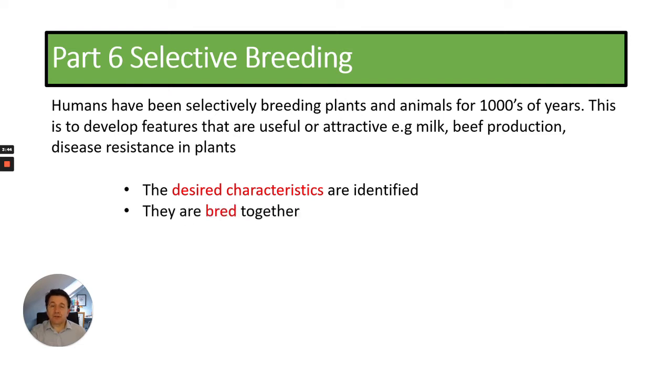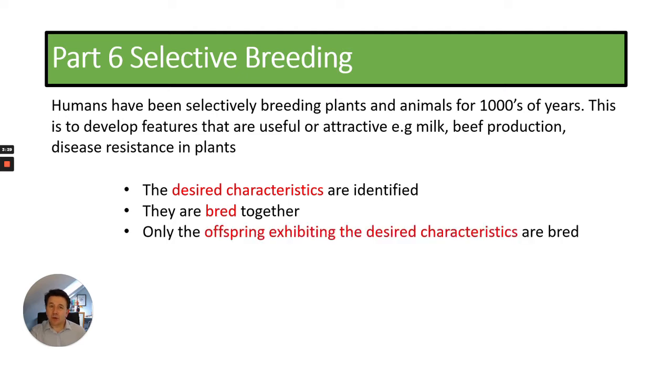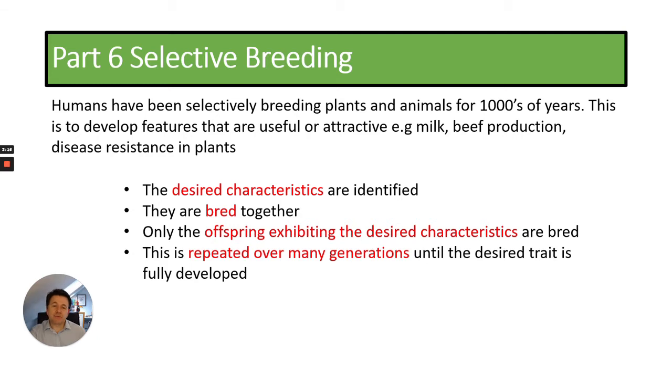They then choose the animals that produce the most milk, but also the bull, the male cow, whose female offspring will also produce large amounts of milk, and they are bred together. Only the offspring exhibiting the desired characteristics are then bred further. So again, a decision is made on which animals breed, and that decision is by a human. And then this is repeated over many generations until the desired trait is fully developed. So this is the process of selective breeding.